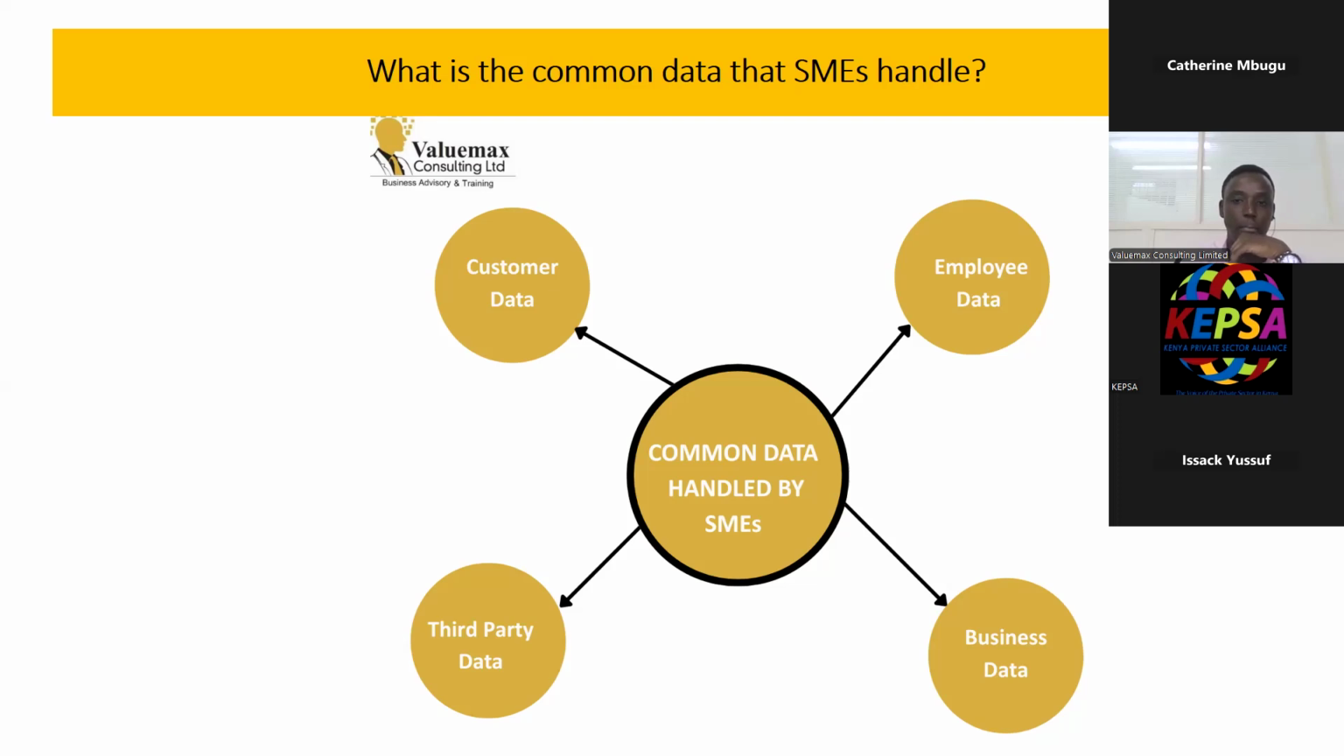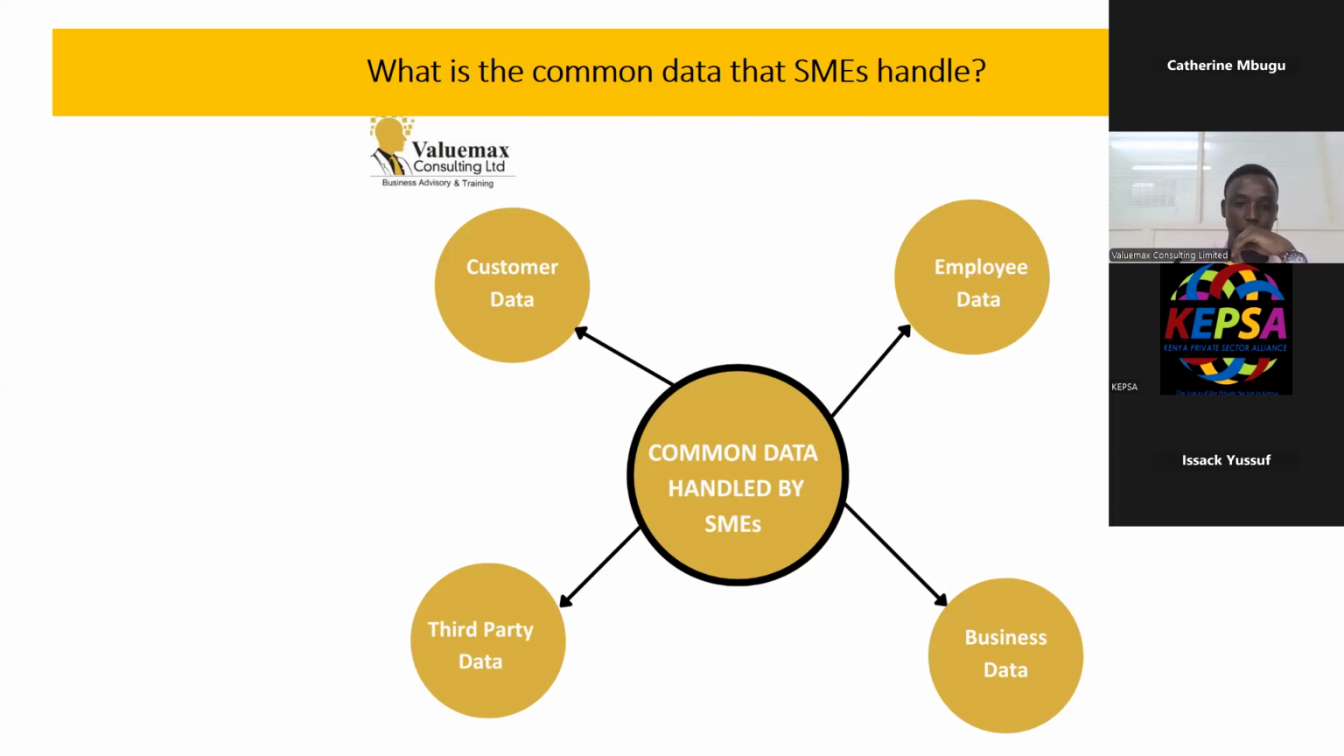Then there is the employee data. Now, this is the data that you use to manage your employees, because any SME employs a number of staff. It can be even 2 staff, it can be 5 staff, it can be 10 staff, depending on the size of your SME. And this can be the national ID numbers, the phone numbers, even the salary. That is very critical employee data. Even KRA PIN, bank account details, all that constitutes employee data.